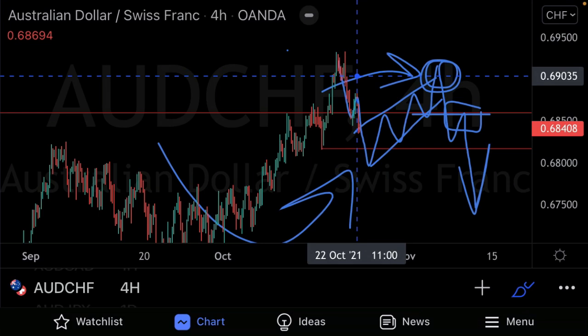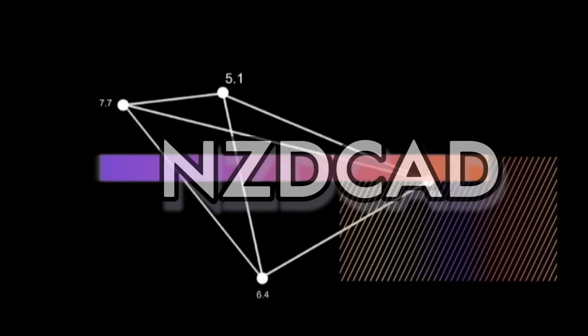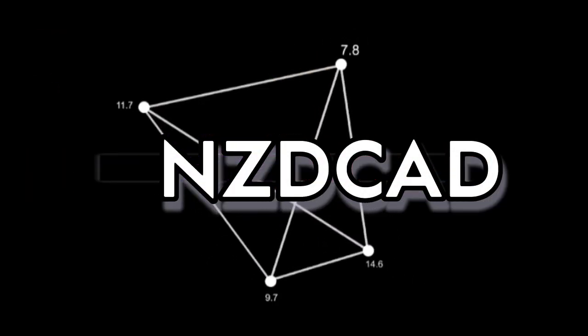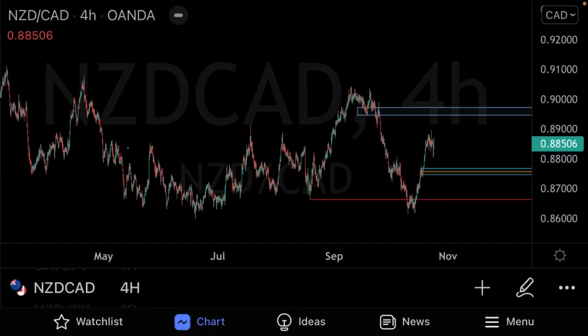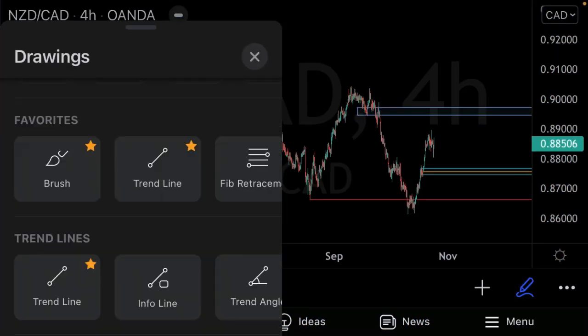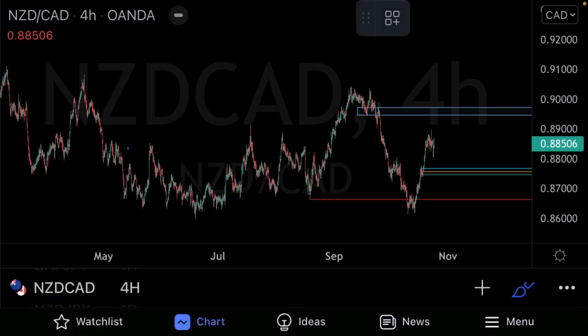We'll go on to the next pair that we're gonna have a look at for this week's weekly market analysis, and that will be New Zealand dollar CAD. So guys, we're on New Zealand dollar CAD on the 4-hour, and if we look at the structure here, we will still see similar structure as of last week.